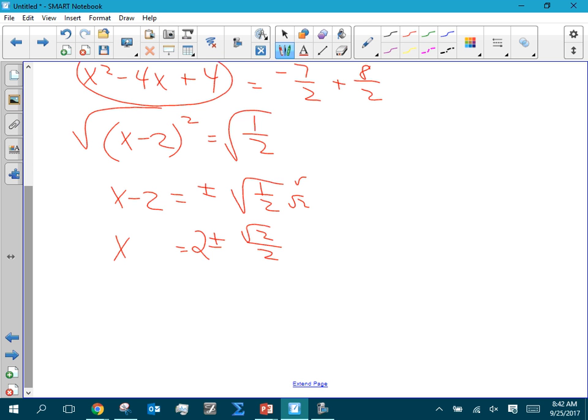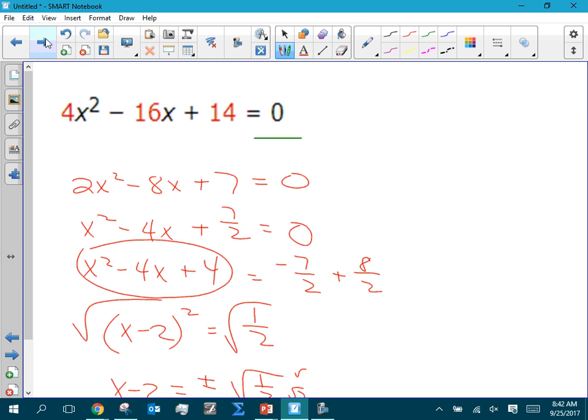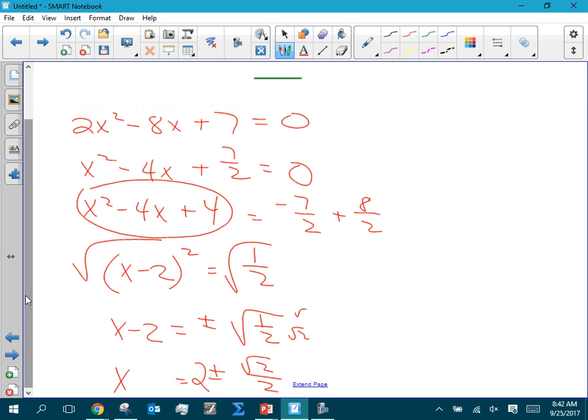Which should be the same as, I erased it. What did I have earlier? I had 4 plus or minus 2 radical 2 over 2. And then if you cancel things correctly, we get the same result.